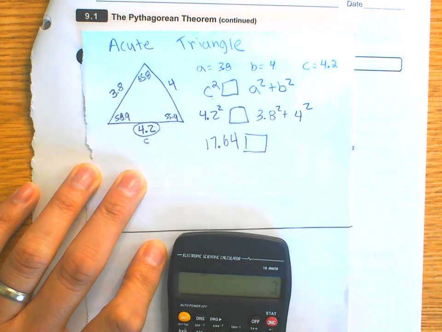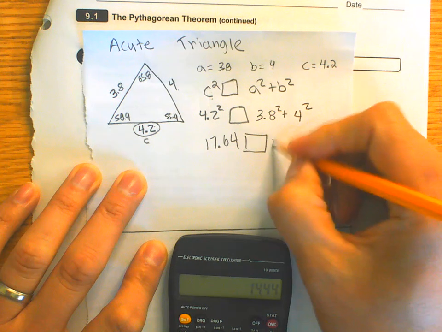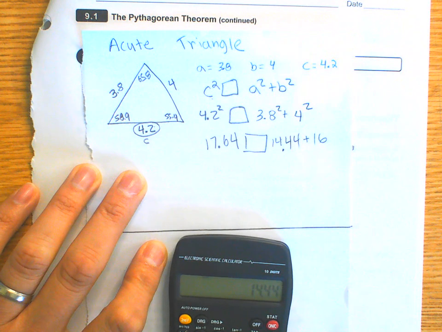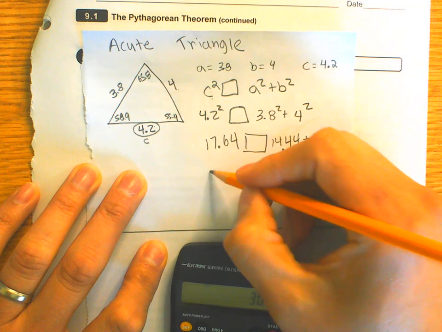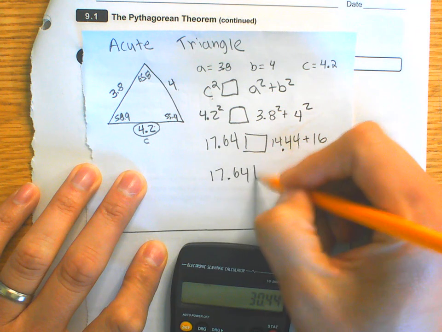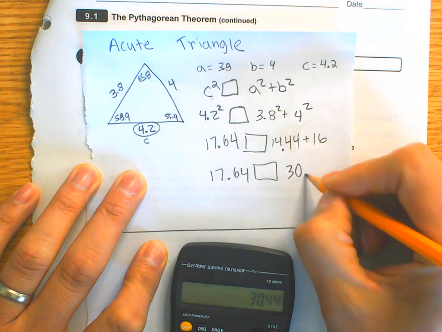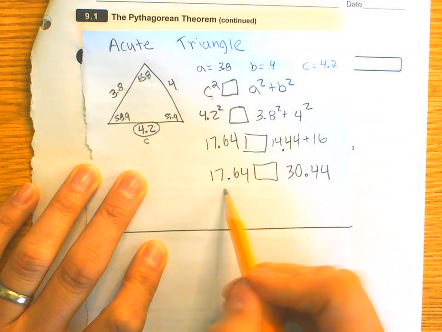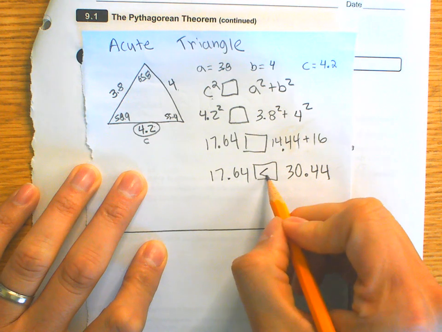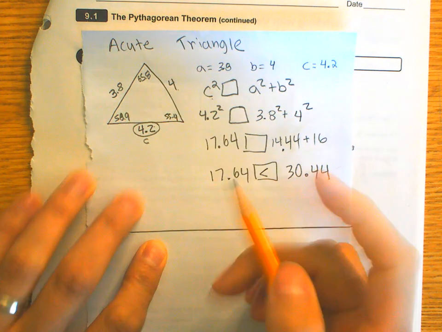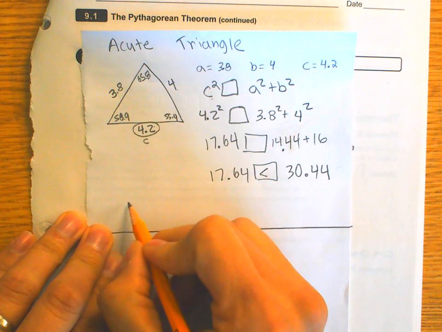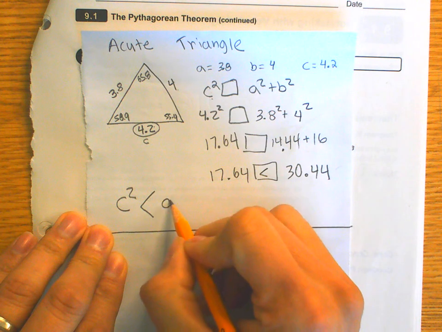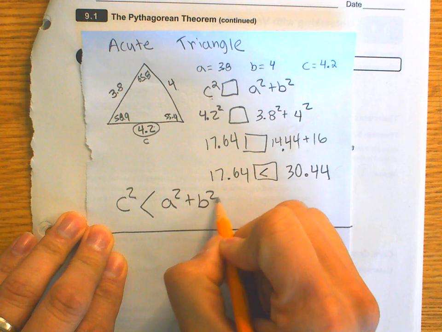Okay, 3.8 quantity squared is about 14.44, plus 16.8 squared gives me 17.64, and my sum here is going to be 30.44. So one of the things you notice here is that c squared is always going to be less than your a squared plus your b squared. So in an acute triangle, you're going to have your c squared strictly less than your a squared plus b squared.